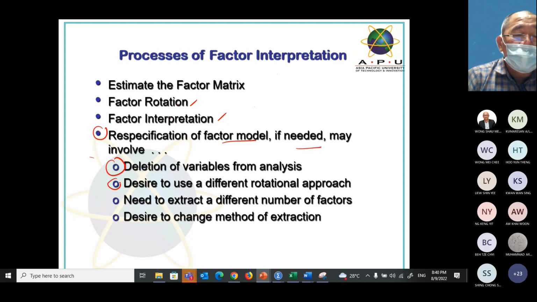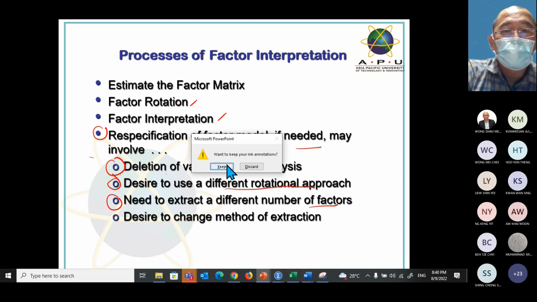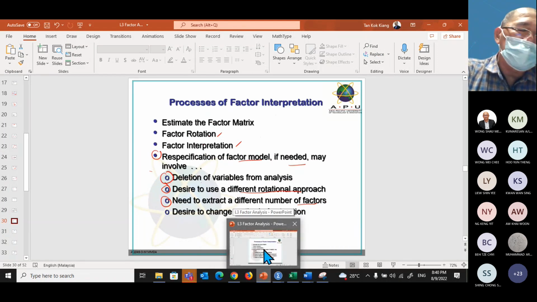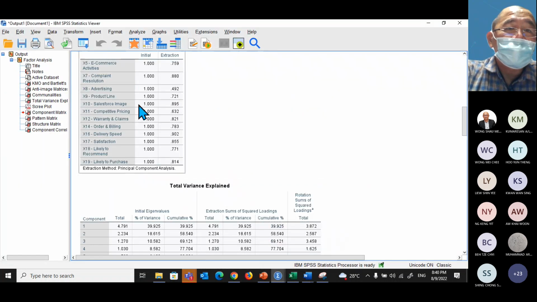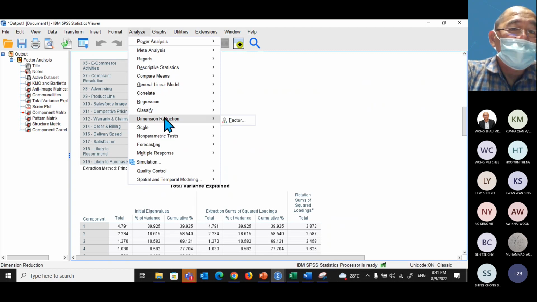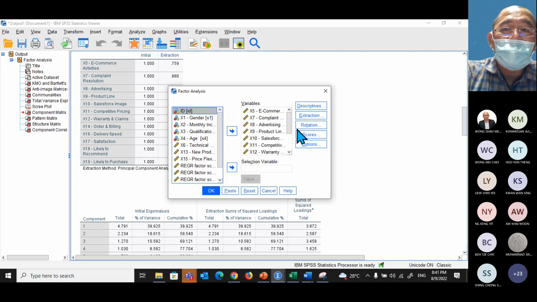Of course, I will show you either today or next class how to use the different rotation approaches. You have 2 categories, and each category has a few methods. So you need to extract a different number of factors. I can show you now. We keep this one, but we can do one more test now. Up to you, you can follow.